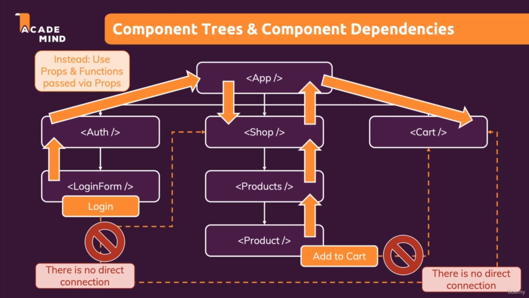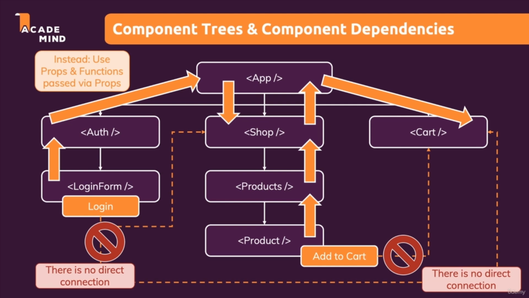Now, that means that this function that should be triggered when the user adds something to the cart would probably be managed in the app component, because we lifted the state up to the level where we have access to both the product component indirectly and the cart component. And that's only the case in the app component. Only this component has at least indirect connections to both components, product and cart.